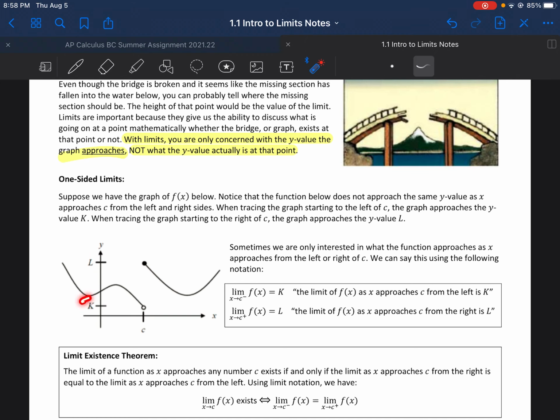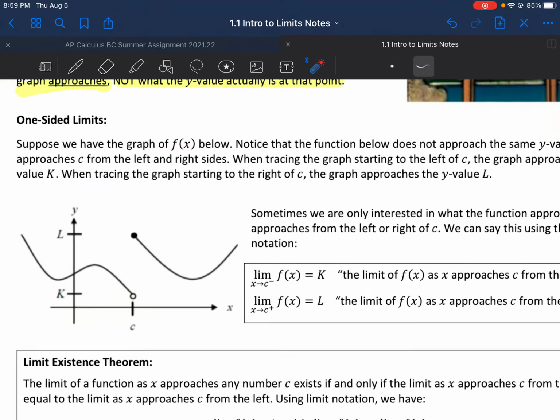So we call k the left-sided limit as x approaches c, and we call L here the right-sided limit as x approaches c. And we can distinguish between the left and the right side limits separately. So sometimes we're only interested in what's happening as the x values are approaching from the left or the right, okay? And here's the notation that we would use.